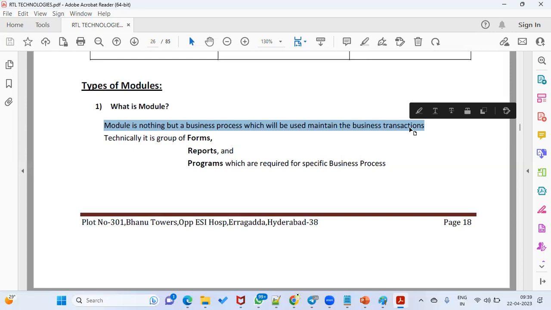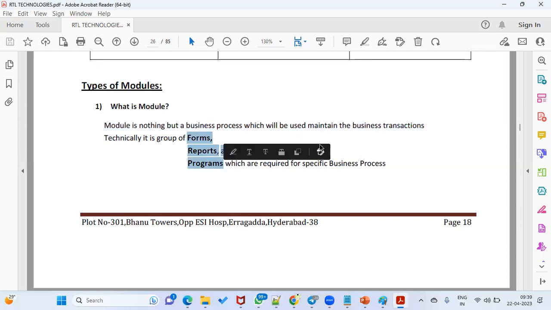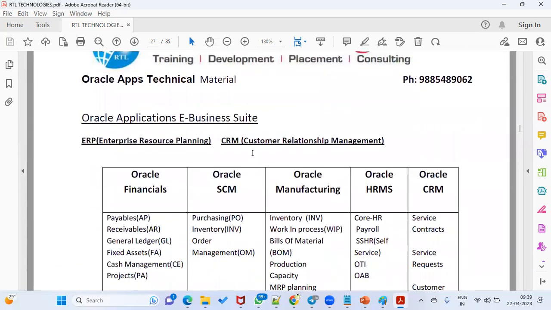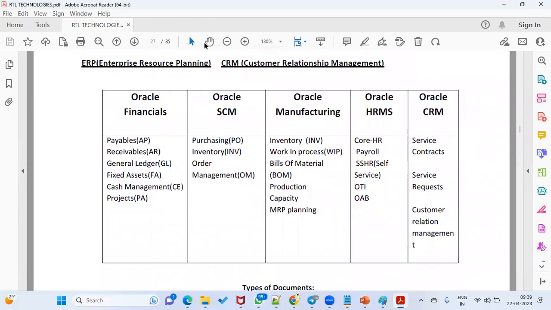When we talk about this technically, what is meant by module? Module is a group of forms, reports, and programs. Whenever we group some forms which have the same business functionality, or reports and programs, we call it a module. So whenever we are working with Oracle Applications, there will be hundreds of modules, more than 100 modules. Mainly we have financial modules.